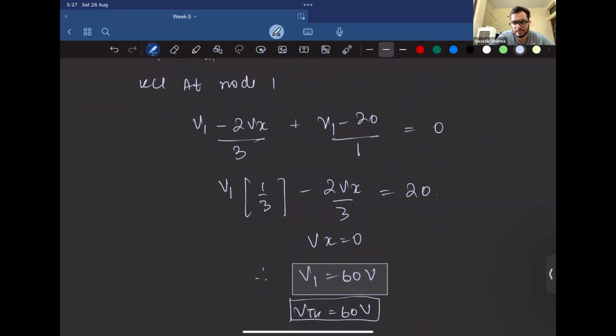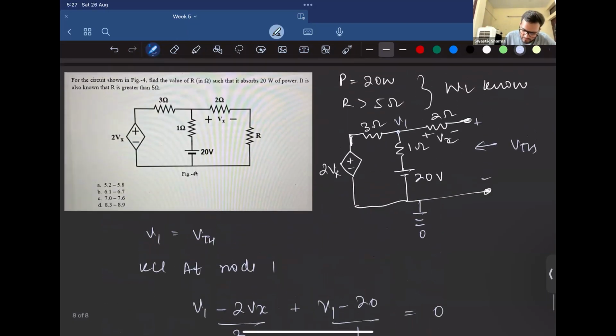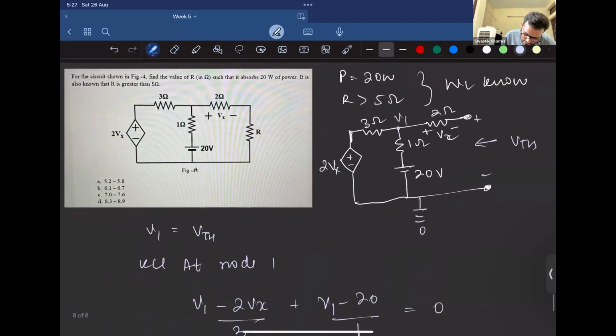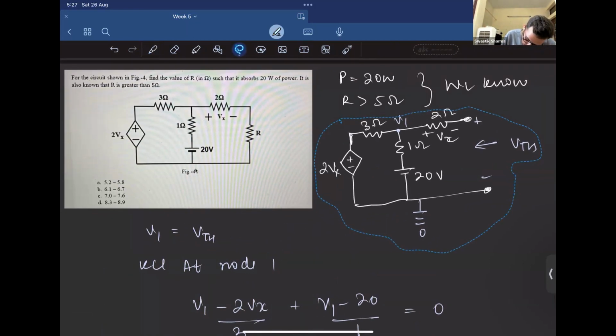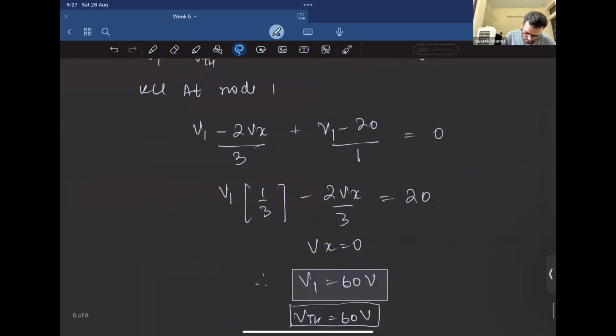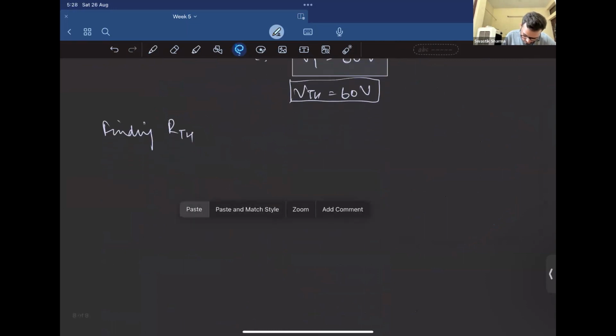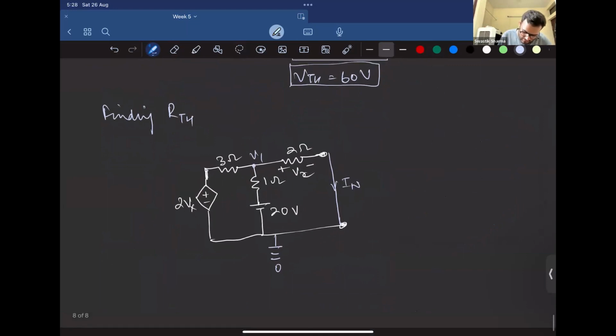Renessa, how can we find RTH? So we'll short circuit it, find the Norton current, and we can find the RTH. Let's do that. So let's short circuit it, let the current be IN. So let's write KCL.